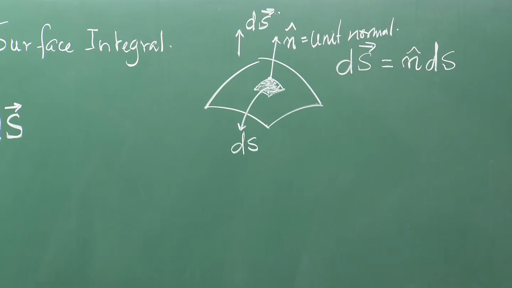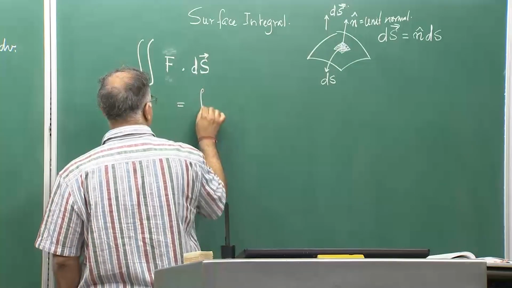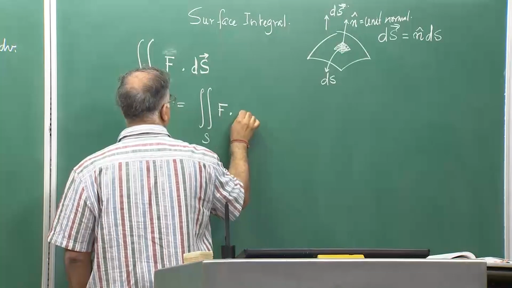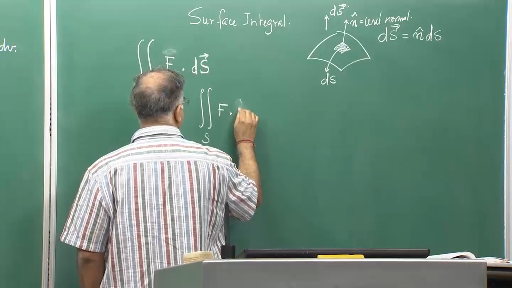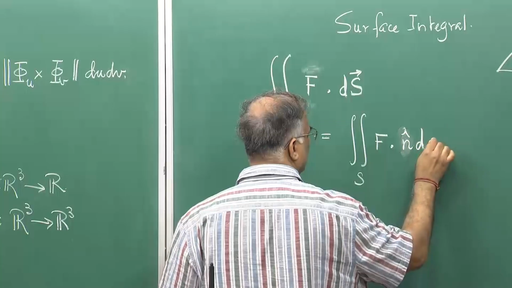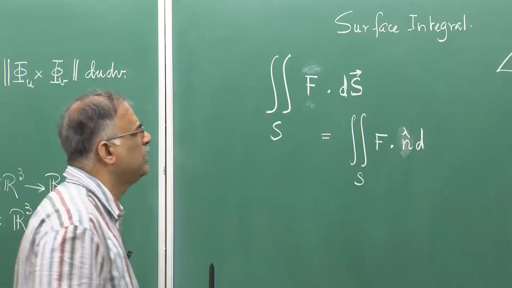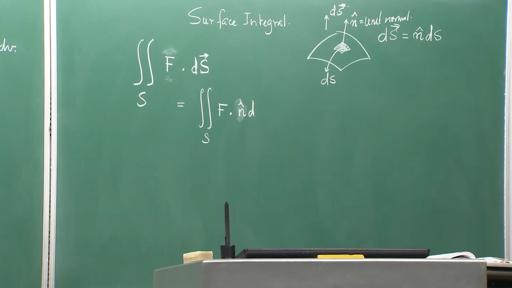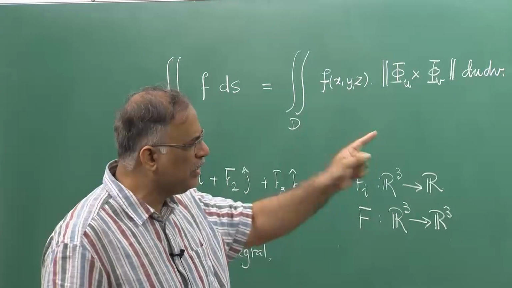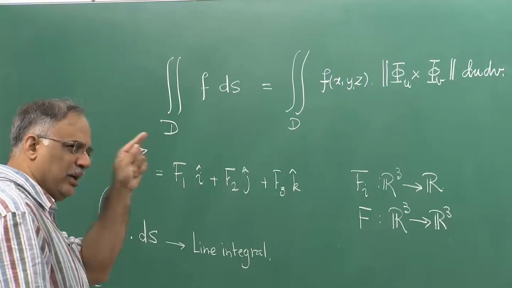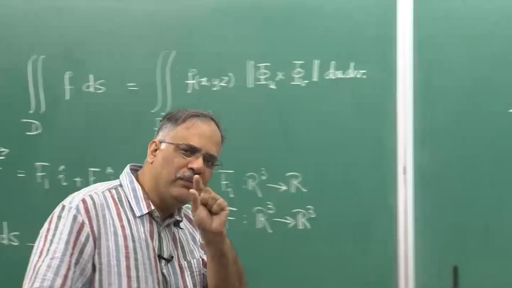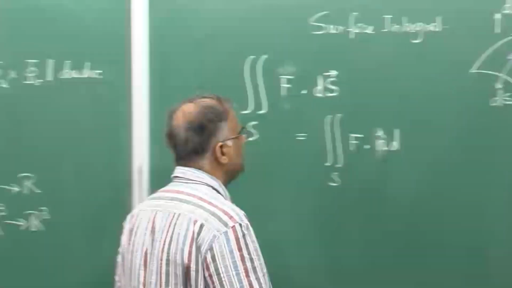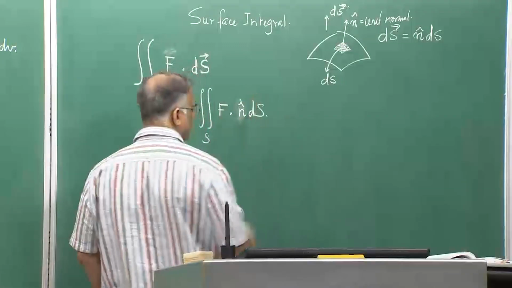So, I can write this: F dot n vector, where n is the unit normal. Whenever I talk about a unit normal, I will write n hat, because i hat, j hat, k hat are all unit vectors. Whenever I am talking about a unit vector, instead of putting an arrow, I will put a hat, just to signify that it is a unit vector, and I need not keep repeating that. So, this is the meaning of a surface integral.